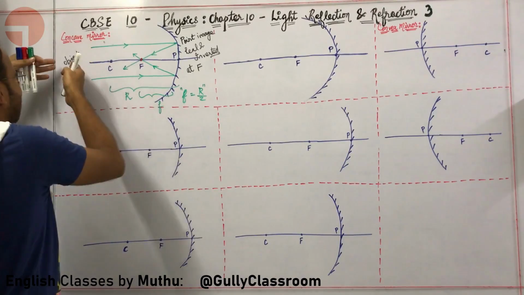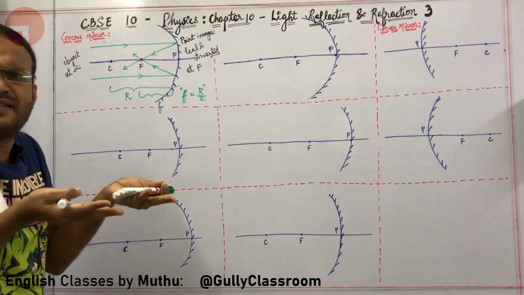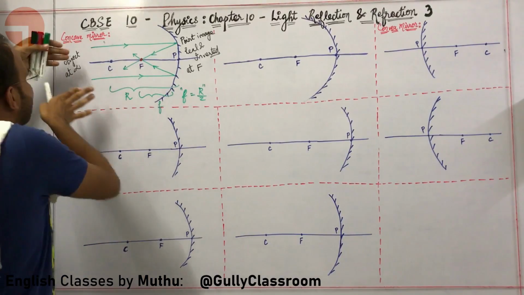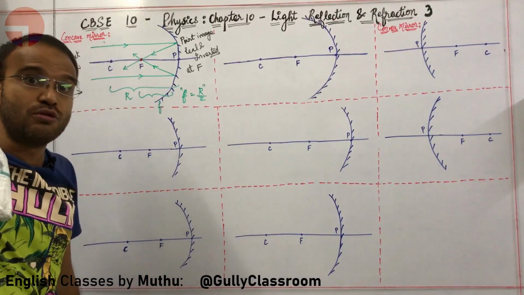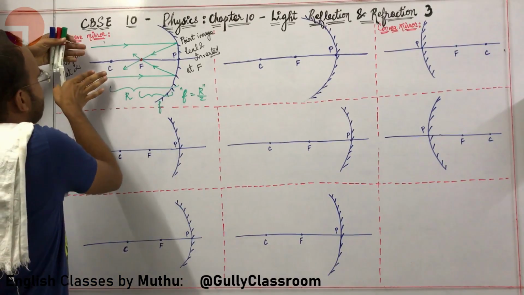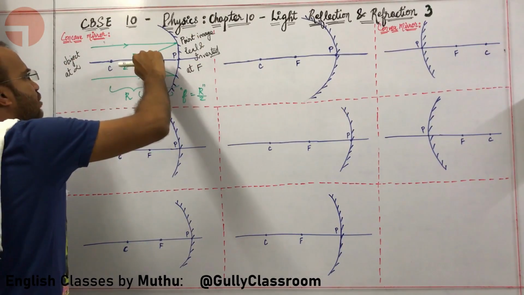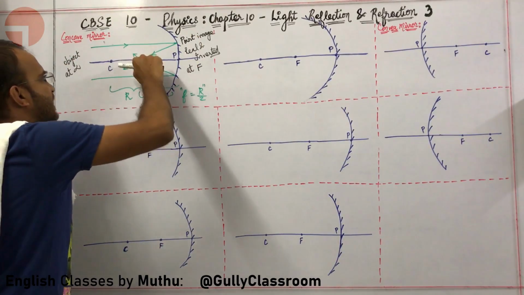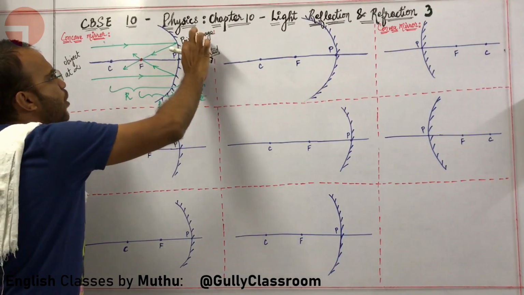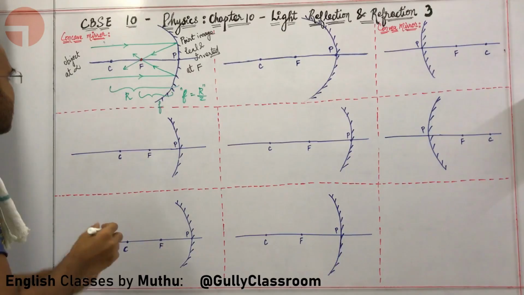Light rays, let us say, from an object at infinity. We can simply consider the object as the sun. So, light rays from the sun. The sun is absolutely at infinity. It is going to send us parallel beams of light. That particular light is simply coming like this, getting reflected and getting concentrated, getting converged at F, forming a point image which is real and inverted.